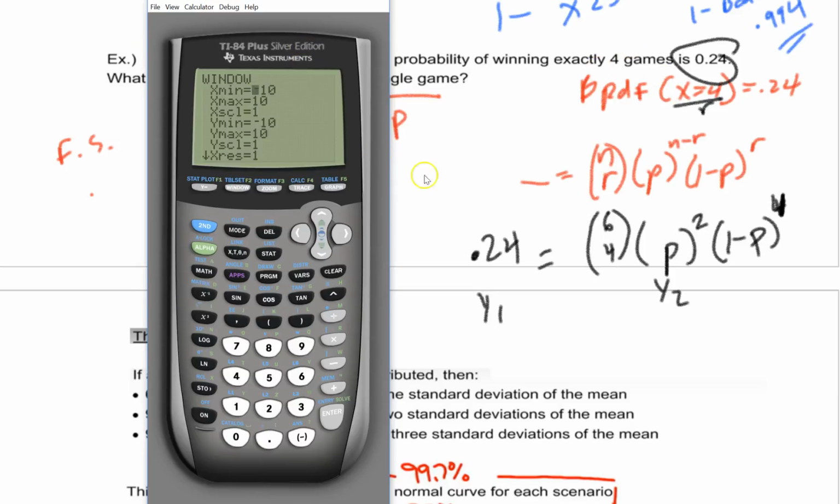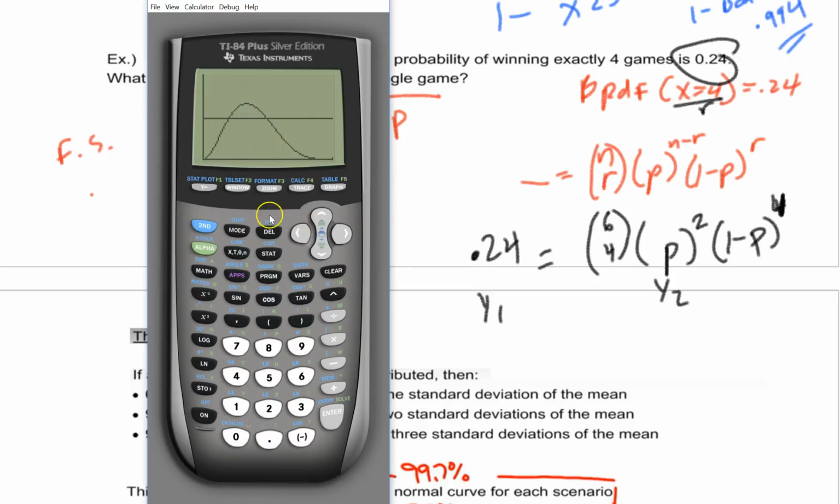Let's talk about what's going on here. We're looking for P, which is my X. That's probability. Remember, probability could only go between 0 and 1, right? Lowest probability is 0. Max probability is 1. So that's done. My Y min, well, I want to see where it crosses at 0.24. So my Y max could be anything around there. You can put 0.24 if you want, but you want to give it a little leeway. So I'm gonna go 0.5. Also could just done 1. Hit graph, and then I see where it crosses.